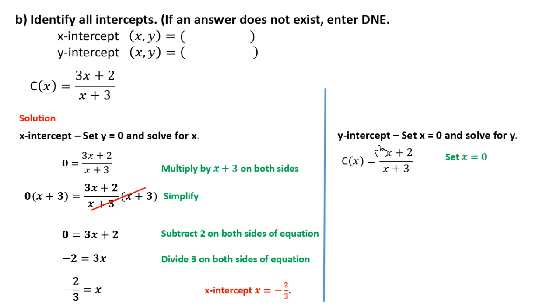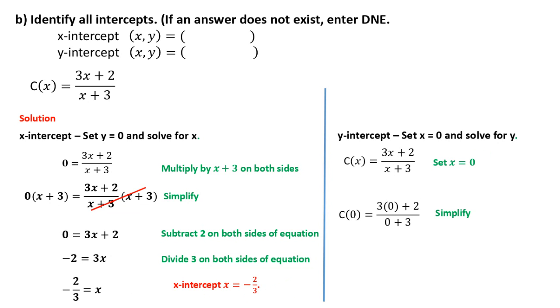Okay, so let's look at the y-intercept. Usually the y-intercept is a little bit easier to work with. We're going to replace all the x's, these x's here, by 0. So c of 0 is equal to (3 times 0 plus 2) over (0 plus 3). So we're going to simplify, and we get c of 0 is equal to 2/3. So right here, this should say y equals 2/3.